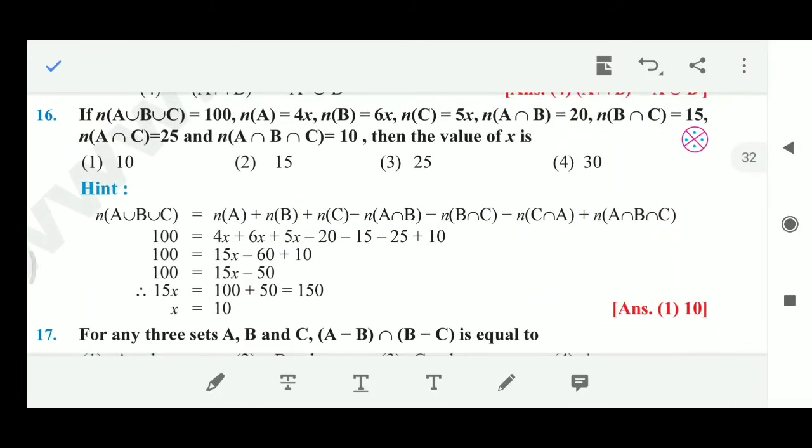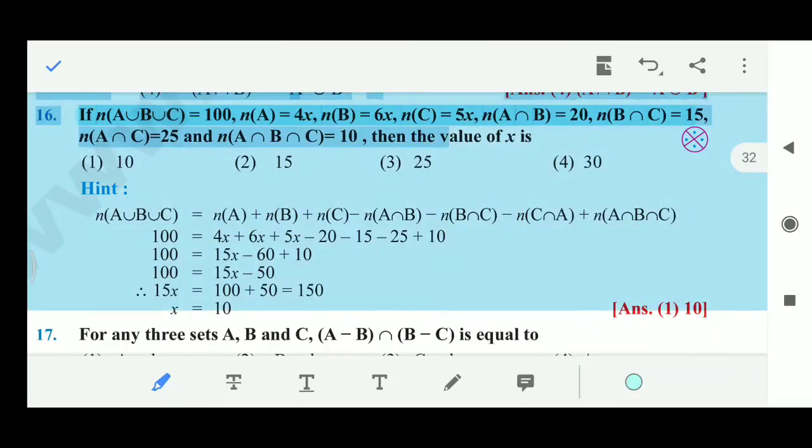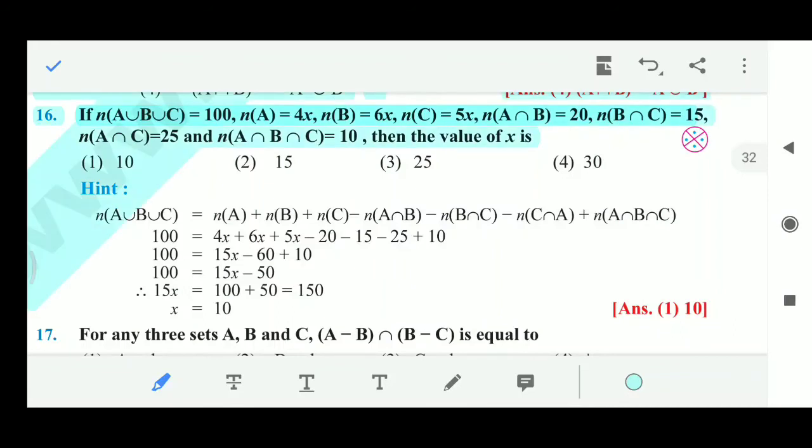Then next, 16th sum: if n of A union B union C is equal to 100, n of A is equal to 4x and n of B is equal to 6x, n of C is equal to 5x, n of A intersection B is equal to 20, n of B intersection C is equal to 15, n of A intersection C is equal to 25, and n of A intersection B intersection C is equal to 10, then the value of x is.